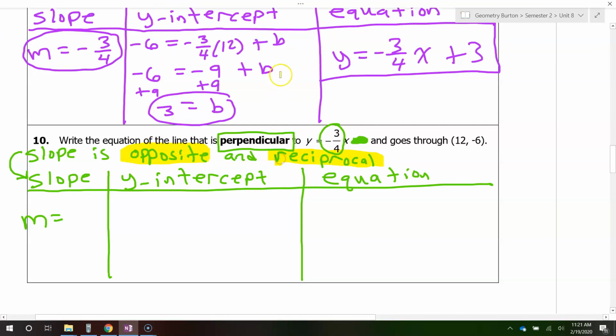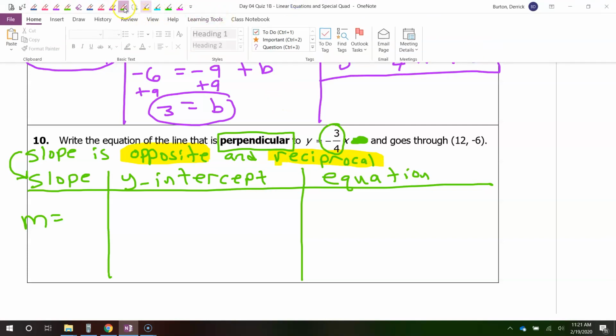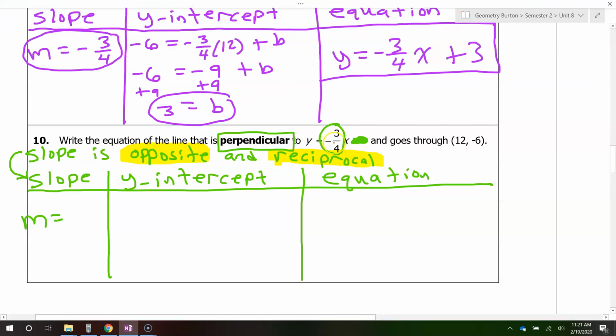Start with the word reciprocal. Reciprocal means that we're going to turn this upside down. So instead of 3 over 4, I'm going to have a 4 over 3. That's the reciprocal part. Now when I say opposite, I mean opposite in sign. If this is negative, then this will be positive. So the slope that we're going to use will be positive 4 over 3. It is opposite and reciprocal to the given line. The rest of the process is the same as what we've been doing this whole time.